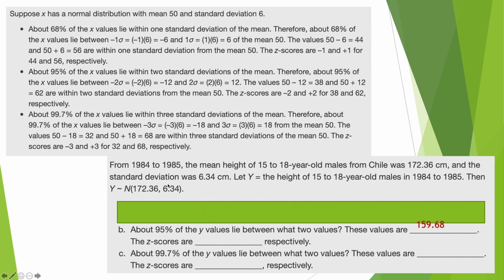So if I do 6.34 times 2 and subtract it from 172.36, I get 159.68. And if I do 6.34 times 2 and add it to 172.36, I get 185.04. So 95% of the scores are contained within z factors of -2 and +2, which means 2 standard deviations below the mean, 2 standard deviations above the mean. So I look at my standard deviation, I multiply it by 2, I subtract it from the mean, that gives me my first number, I add it to the mean, that gives me my second number.